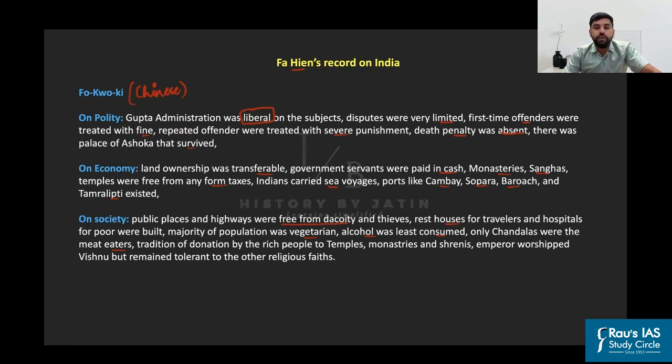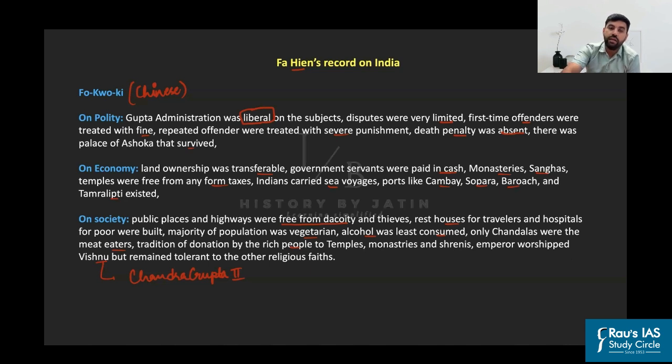Donations: yes, rich people donated to the temples and Sangha also. Emperor worshipped Vishnu. Which emperor is he talking about? Chandragupta II or Vikramaditya. But unfortunately, he never mentioned any name of the king. We are assuming based on the dates that he was talking about Chandragupta II, the son of Samudragupta. So this is what Fayan has talked about India.